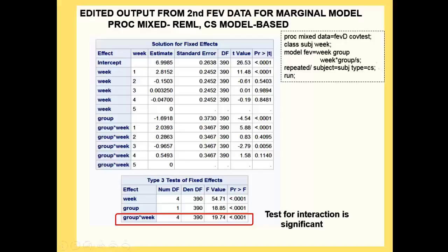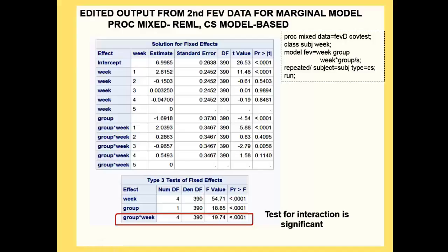What model is being run here? You see it says model FEV = week group week*group. Can you tell what model is being run? What are the variables in this model? Based on the code, week is a class variable, right? So what's going on here for week? 4 dummy variables for the 5 weeks. What's the reference group? Week 5, because that's the way it works in proc mixed. Group is not defined as a class variable. It doesn't need to be because it's a 0-1 binary variable.